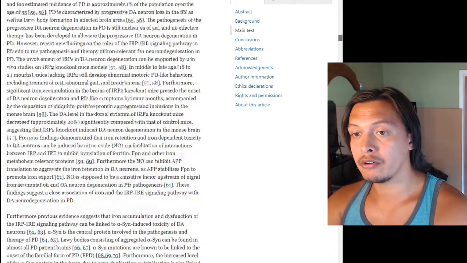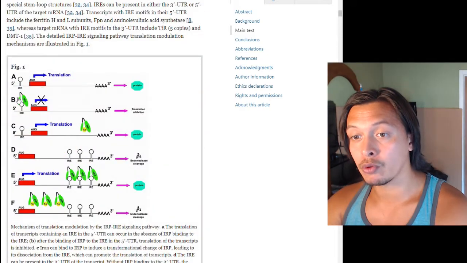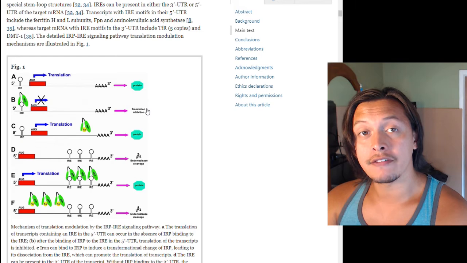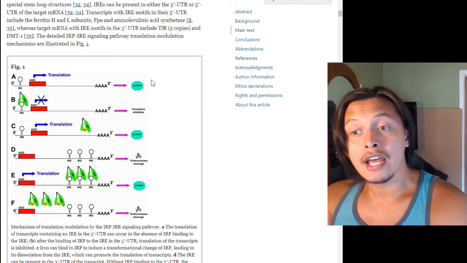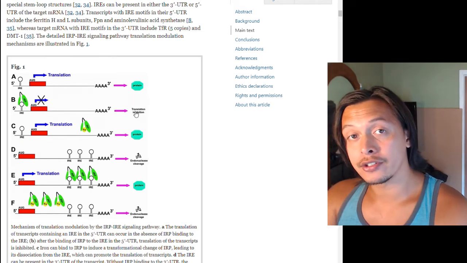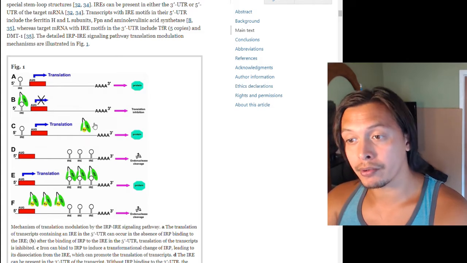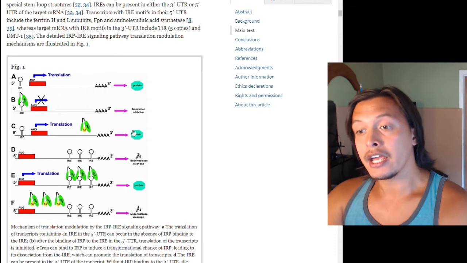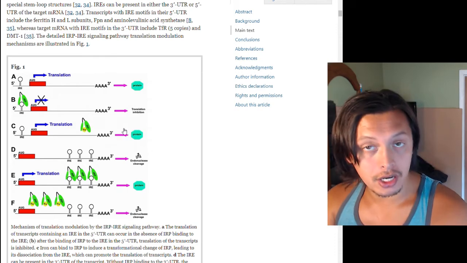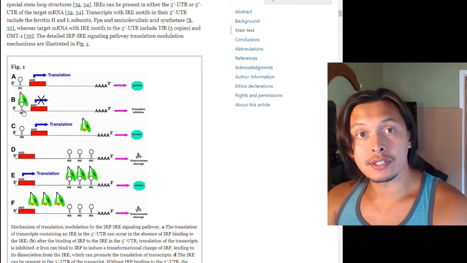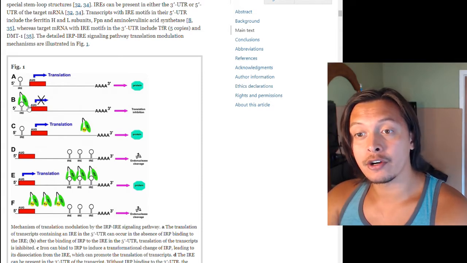So normally it would be this situation here, where the presence of the iron response protein with this iron response element is going to inhibit the ferritin light chain from being produced. Now, if you have a lot of iron in your system, then the iron is going to bind to the iron response protein, or iron regulatory protein, and that is going to result in the production of your ferritin light chain.